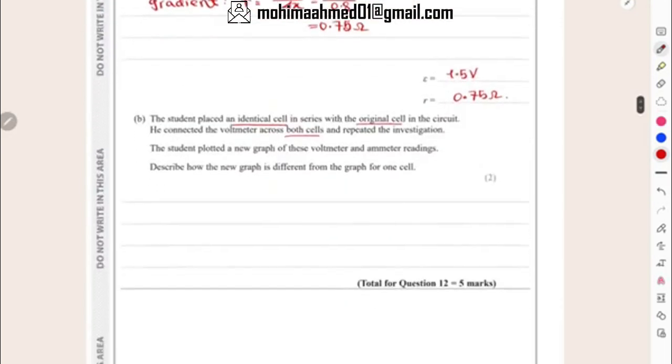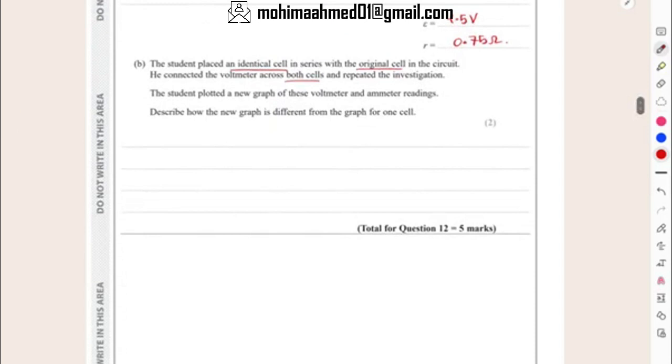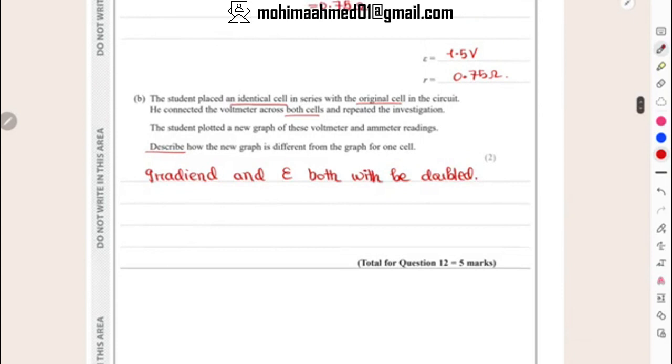So the statement that you are supposed to write in 12b is that the gradient will be doubled and the y-intercept is also doubled, right? Or you can just write gradient and y-intercept, both will be doubled. You just need to describe, not explain, so no need to explain the entire answer like I did. Okay, so yes, this is it for question 12. Then we'll move on to question 13.